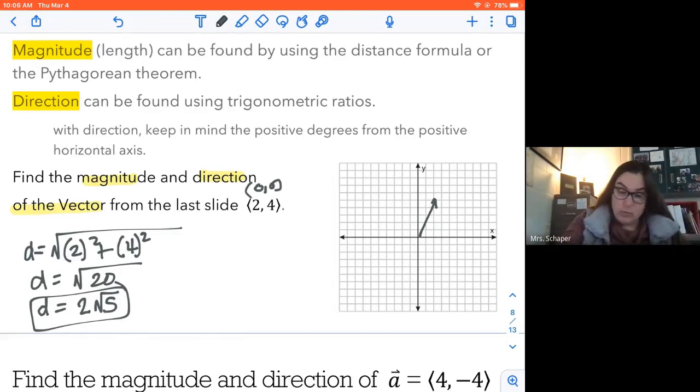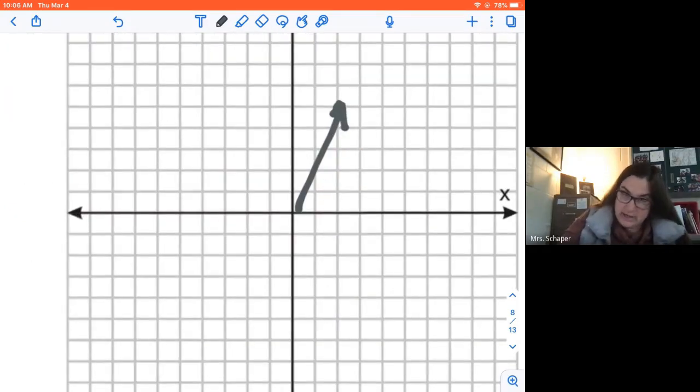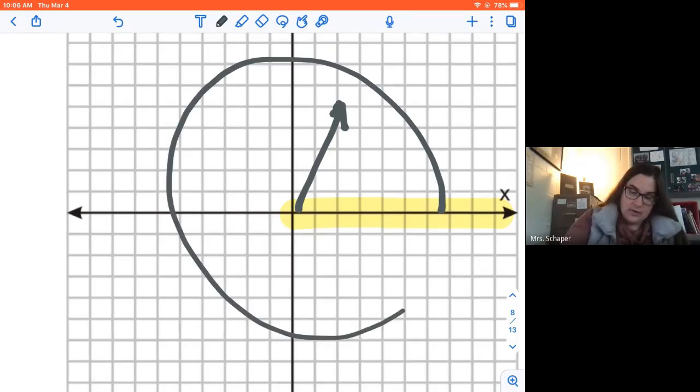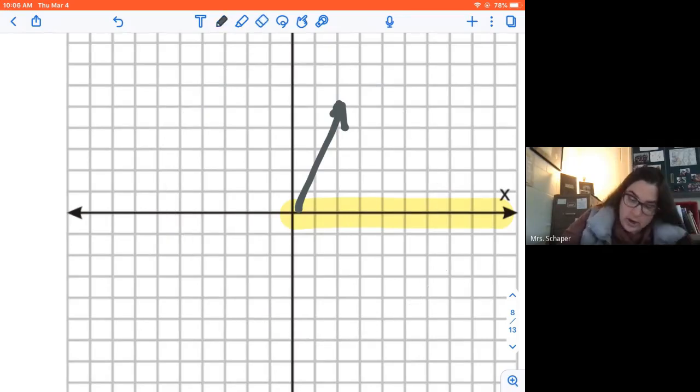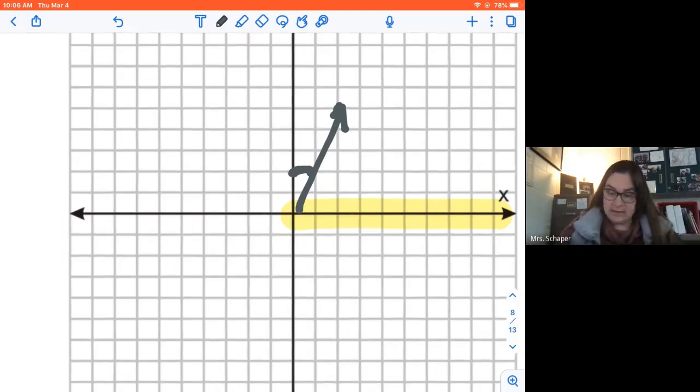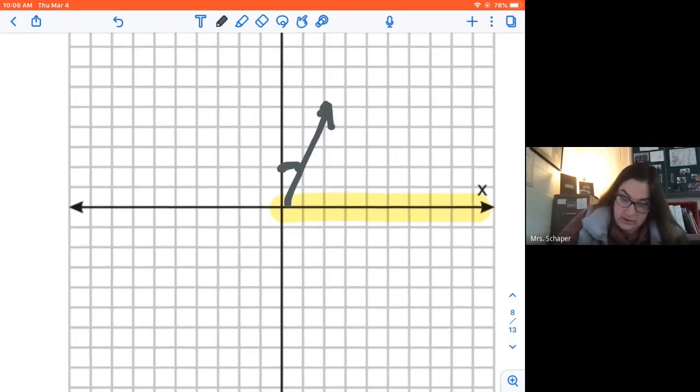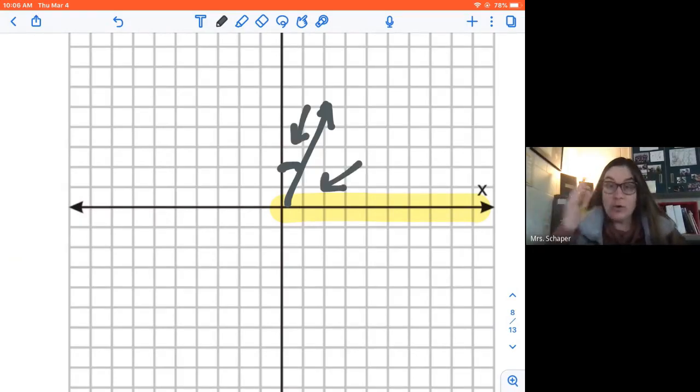My direction can be one of two ways. It can either be degrees from the horizontal, so that means how many degrees is it from wherever it's at, and it goes counterclockwise, or how many degrees from the north and south line. So either way I do it, I have to find the degrees. I need to know either this angle or this angle, either way. So in order to find it, I have to use trig functions, right?